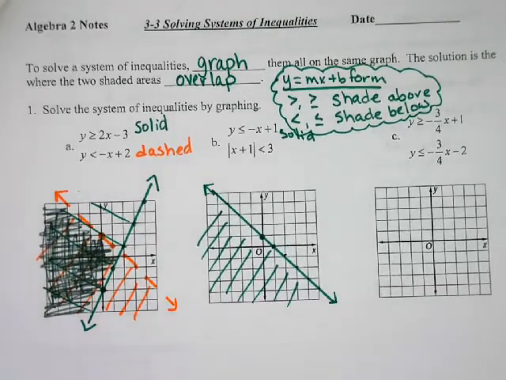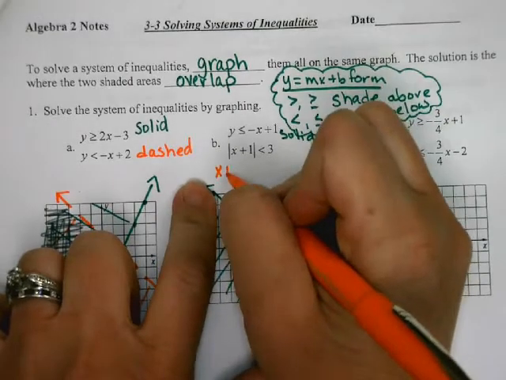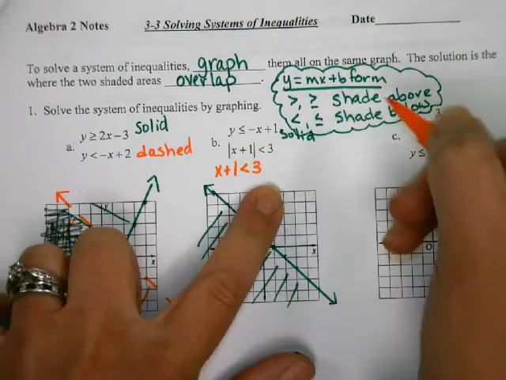Alright, what's different about the second equation? There's no y, right? There's no y, and we have some crazy absolute values. What do you remember about absolute values? Close, JJ. Thomas. Yeah, we have a positive value or a negative value, right? Okay. So this says x plus 1 is less than 3.